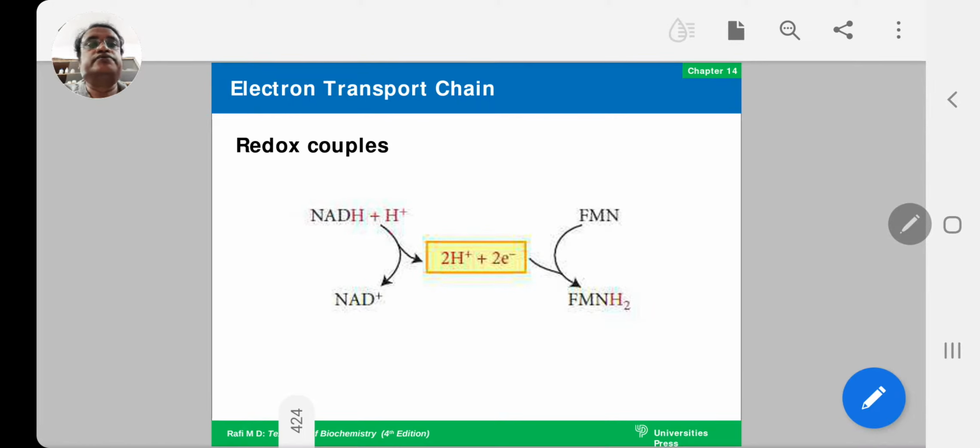Hello students, today's class and topic is electron transport chain. About electron transport chain, a sequence of electron carriers in the inner mitochondrial membrane are organized as electron transport chain.